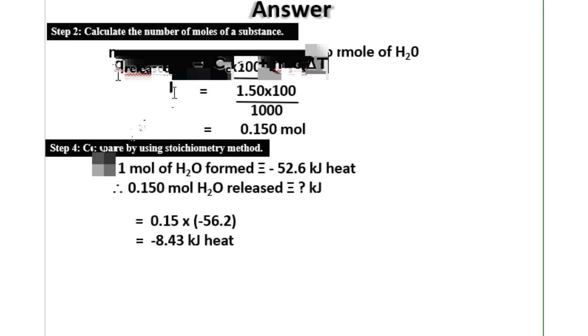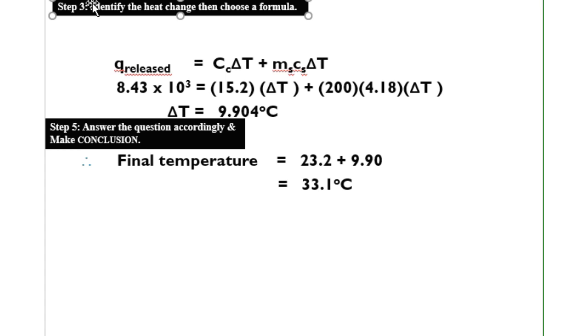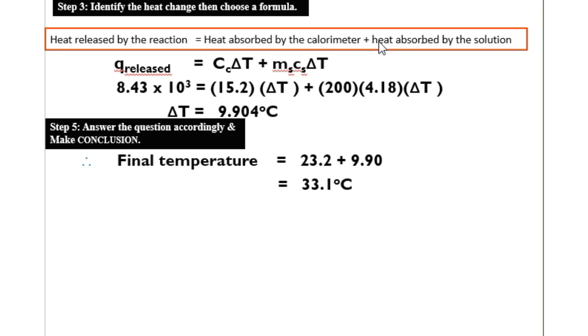Something is missing here. Who can tell me what is the missing part? Yes, you have to write it down. The solution in your lecture note has something missing. You must add: heat released by the reaction equals heat absorbed by the calorimeter plus heat absorbed by the solution. You must write this down so that it can help you choose the correct formula, substitution, and final answer. Now you know the delta T is 9.904 degrees Celsius. The question does not ask about the difference, it's just about the final. The initial is 23.2, so you sum up the difference, and the final temperature is 33.1, don't forget degrees Celsius. Clear?